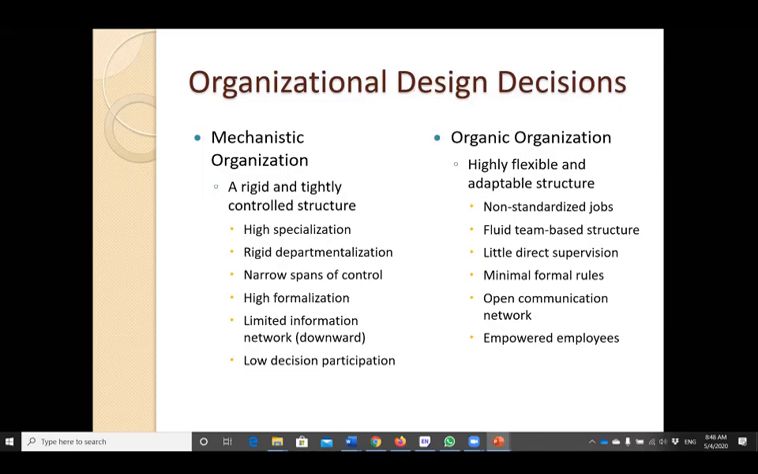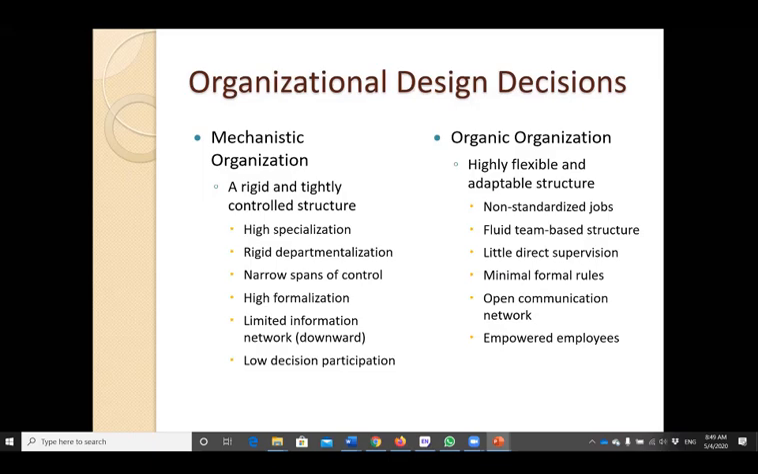And the last thing is about the empowerment or delegation. For the organization, the employees are empowered. It means they may contribute much in the decision making process.